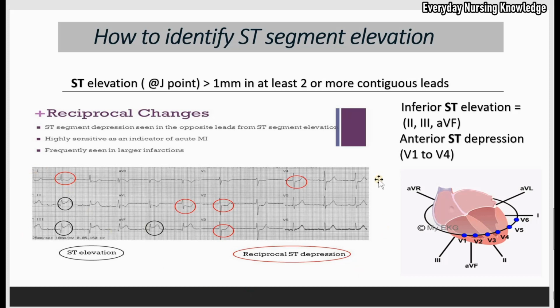In this 12-lead EKG, you will see an ST elevation in 2, 3, and AVF, so there is an inferior MI. But when you look at the EKG from the opposite side, the anterior view, you will see an ST depression in V2, V3, V4, etc. Likewise, if there is an ST elevation in the anterior leads, you may see an ST depression in the inferior leads. That is reciprocal changes in EKG.